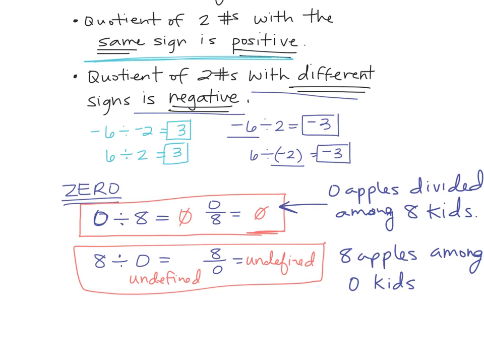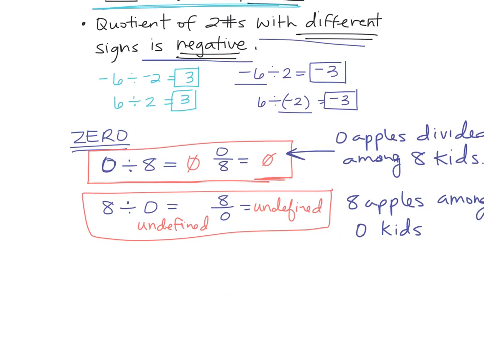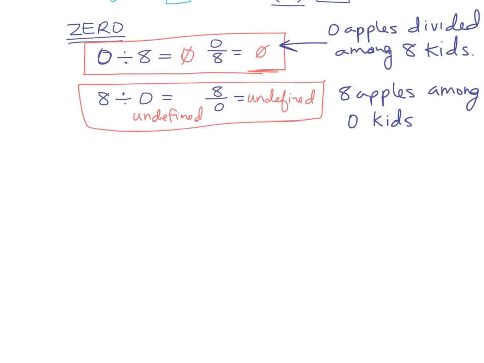Or just remember, you can't have a 0 on the denominator, right? You can't have a 0 on bottom. That is undefined. If you have a 0 on top, it's 0. If you have a 0 on bottom, it's undefined, okay? Any questions on that? All right, then we are going to do a few problems here.